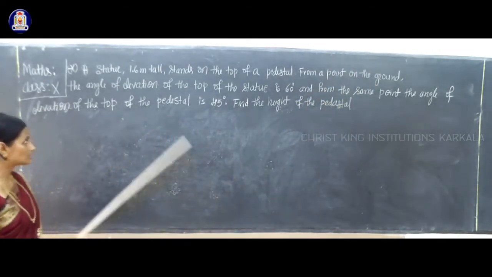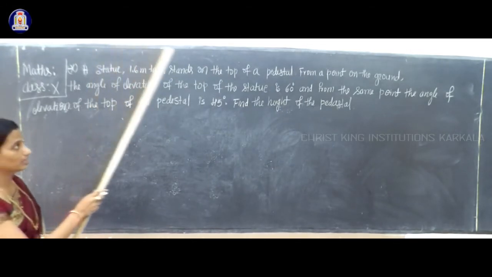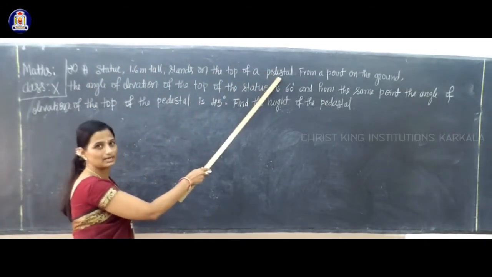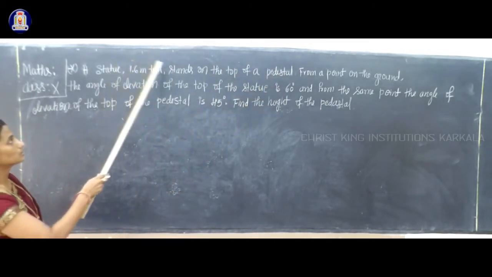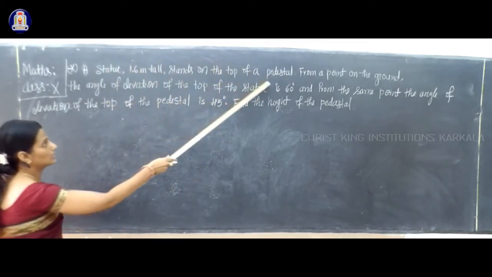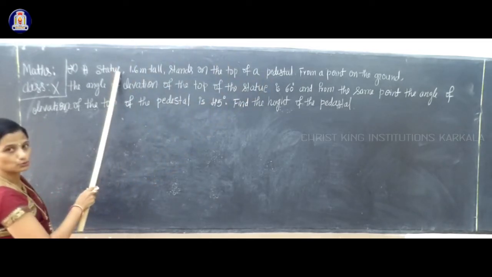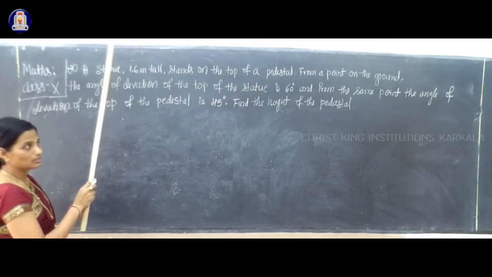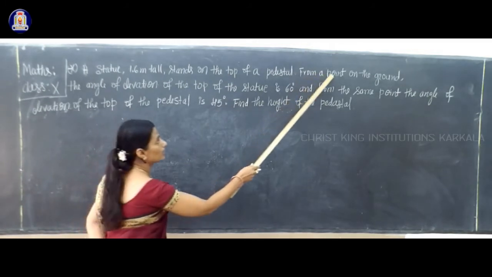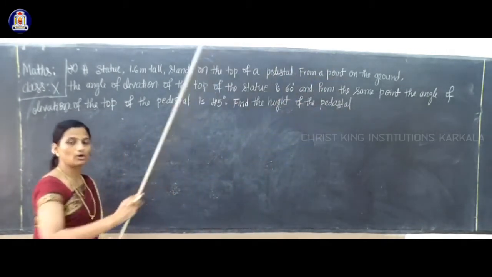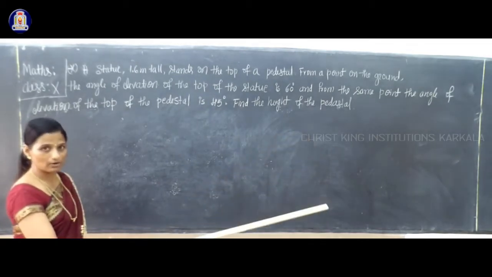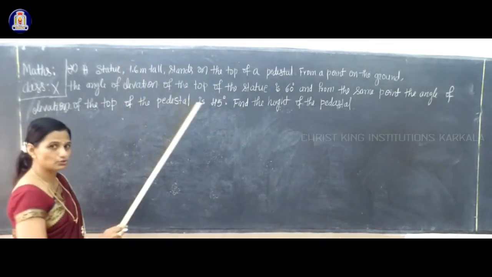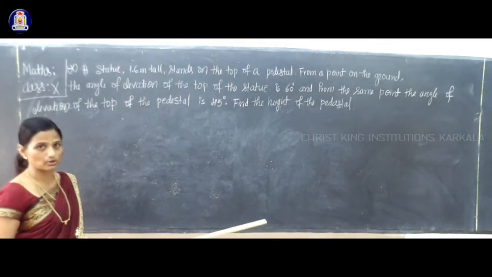Here there are three objects. One is the statue, one is the pedestal, like a stand. On this pedestal, the statue stands, right? So you got the image, I guess. There are three objects, and there is one point on the ground. So one is the point on the ground, and one more is the statue which stands on the pedestal.